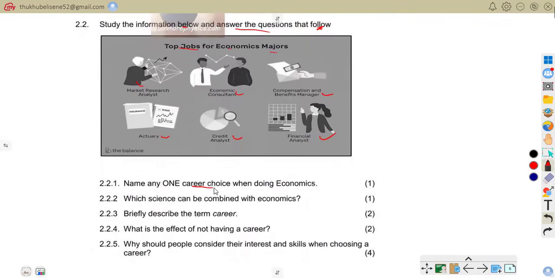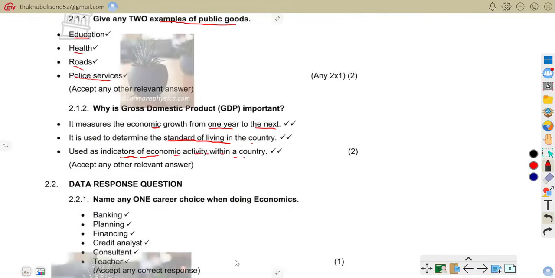Name any career choices when doing economics. So there are so many career choices. We can talk of banks, planning, financing, and stuff. Credit analyst, consultant. So now let us go to our answers for that 2.21.